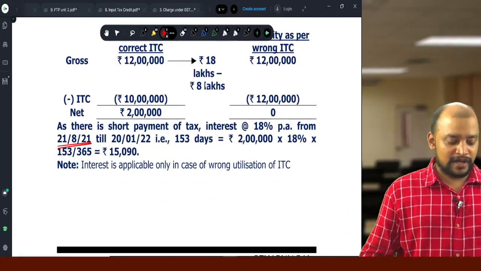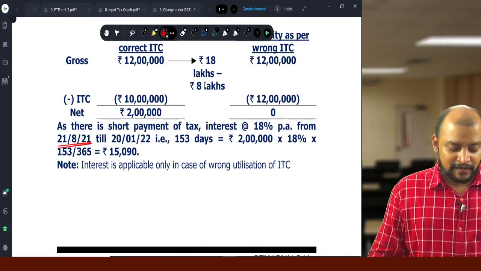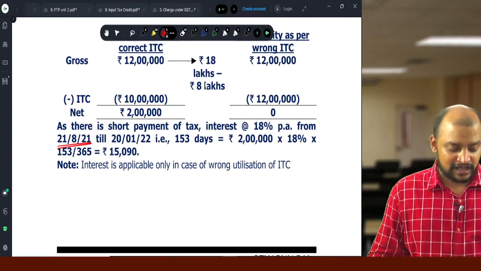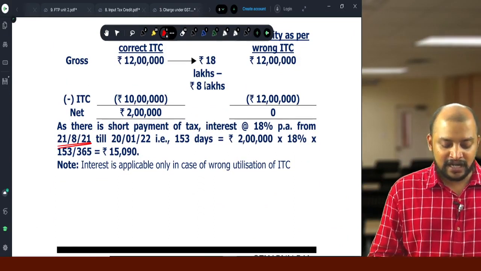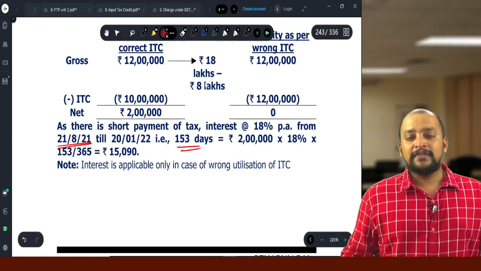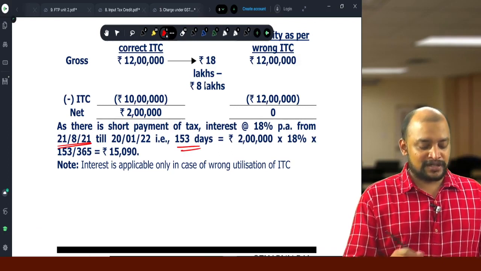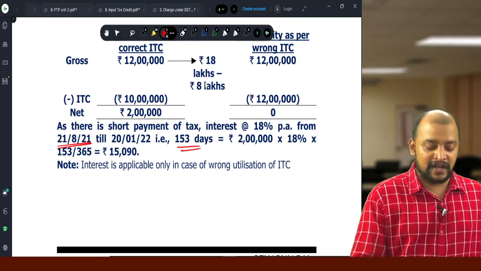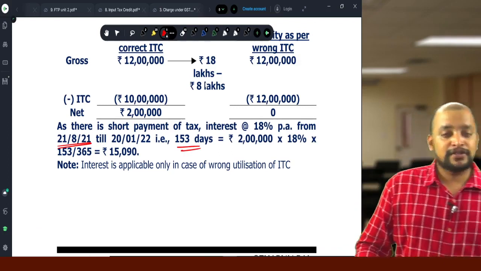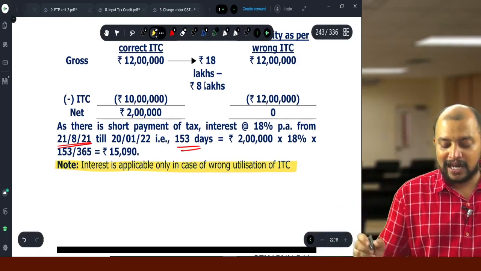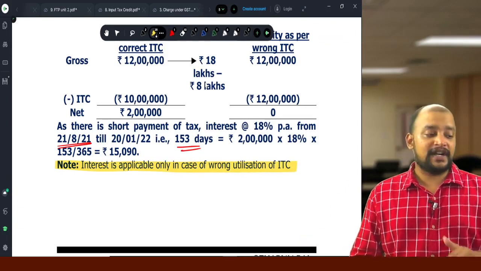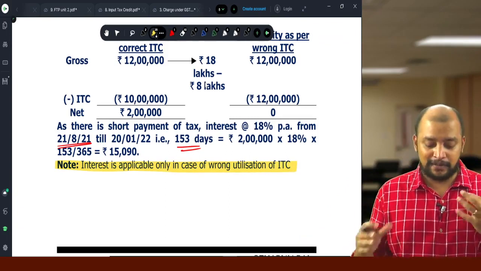So, in the month of August 7 days, in September 30 days, October 31 days, November 30 days, December 31 days, and in January 20 days. So, for 153 days, we need to compute. So, 2 lakhs into 18% into 153 by 365. So, 15,090. So, what is the point that you need to remember? Interest is applicable only in case of wrong utilization of ITC, not on account of wrong availment of ITC.